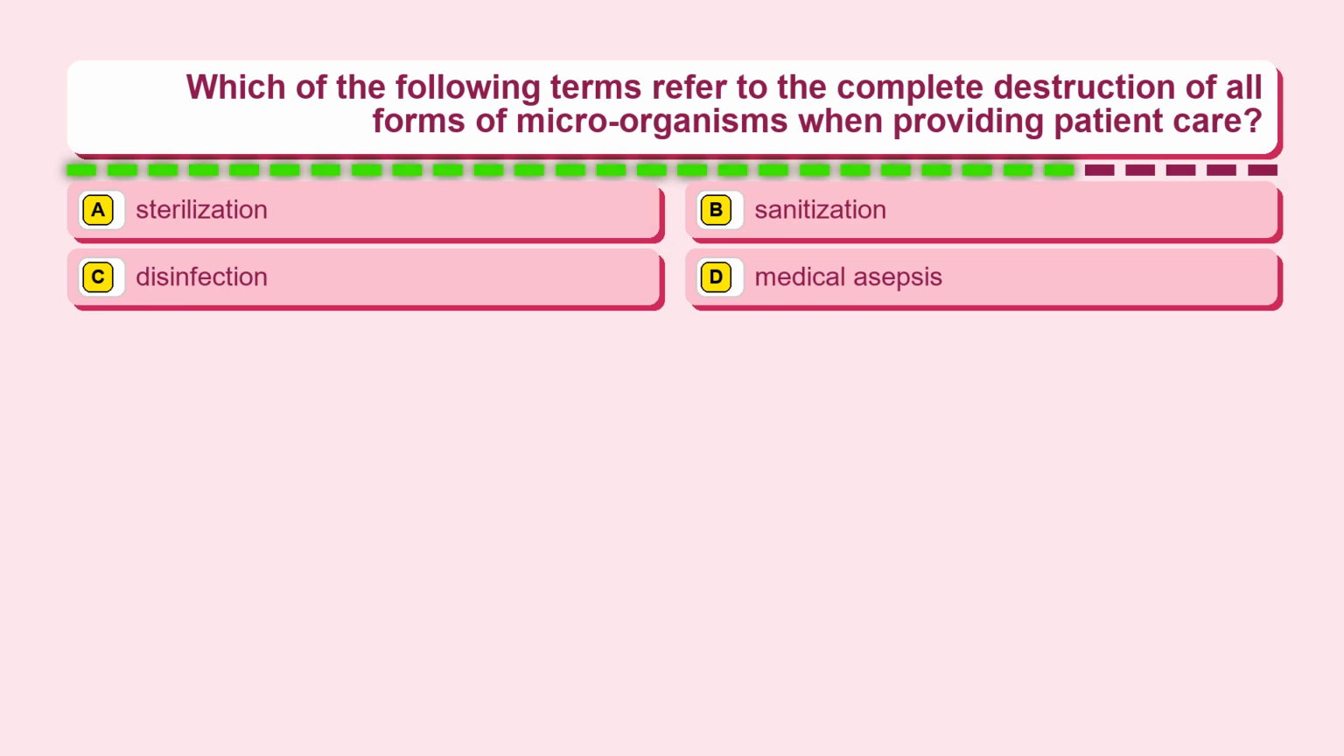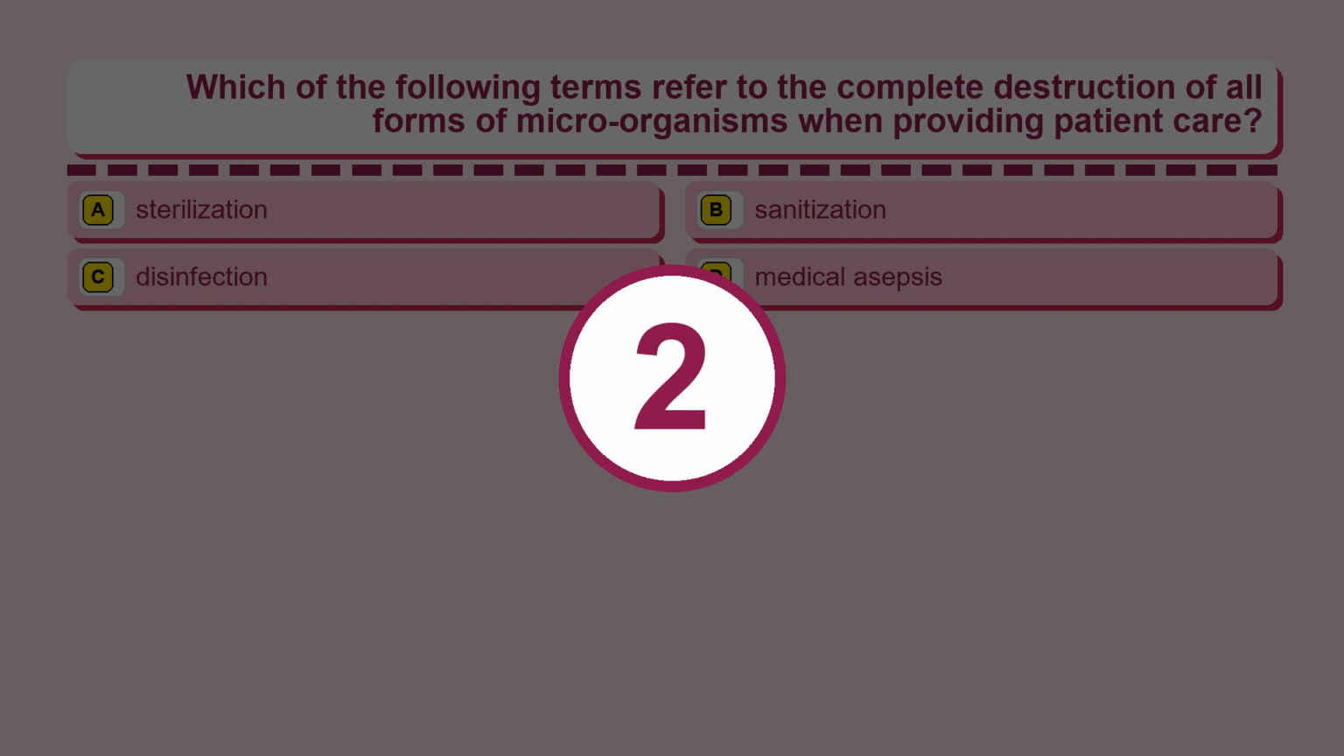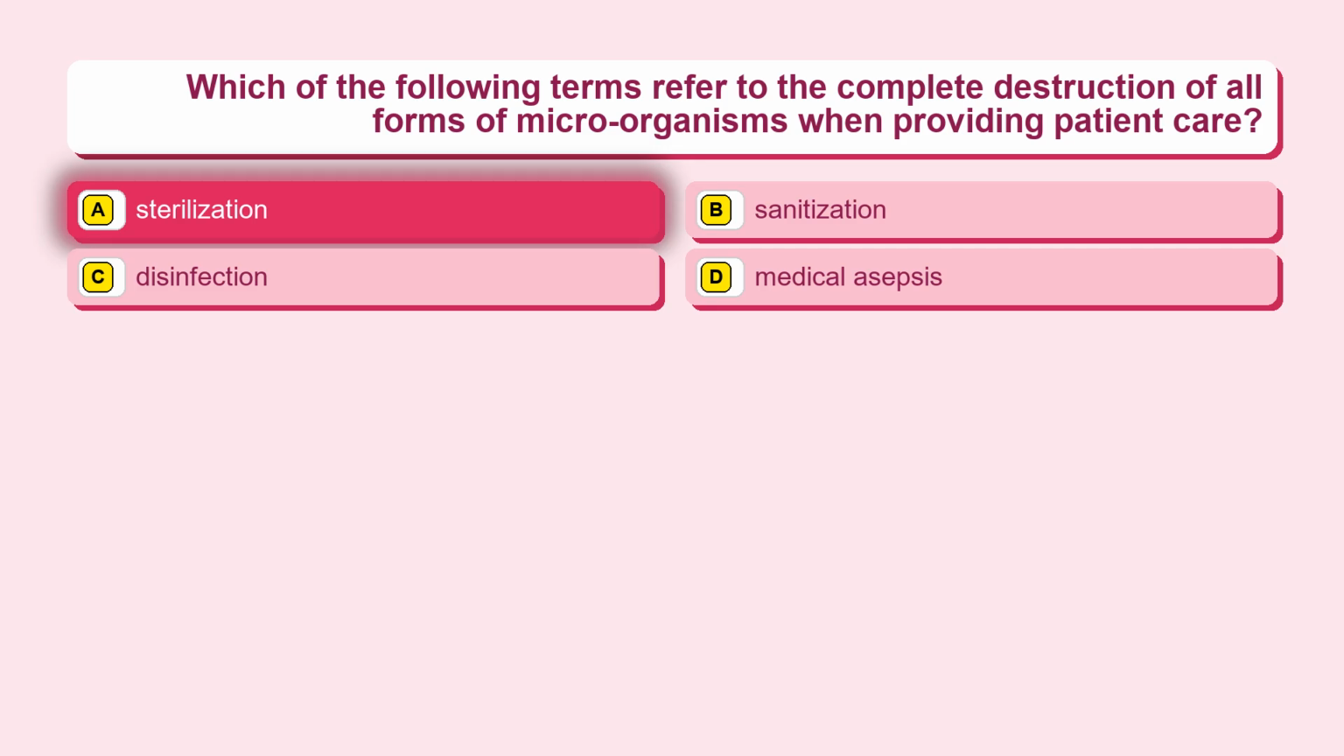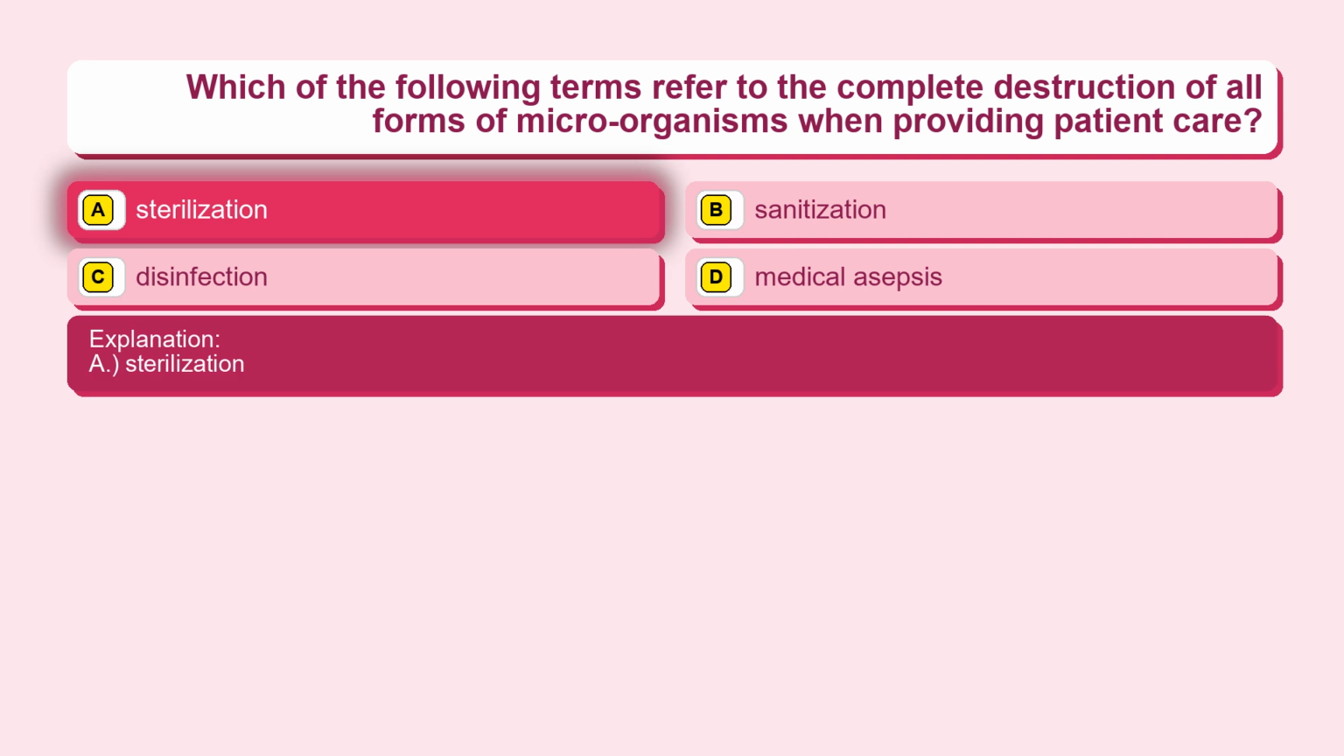Question 5. Which of the following terms refers to the complete destruction of all forms of microorganisms when providing patient care? Option A. Sterilization. Option B. Sanitization. Option C. Disinfection. Option D. Medical asepsis. The correct answer is option A. Sterilization.